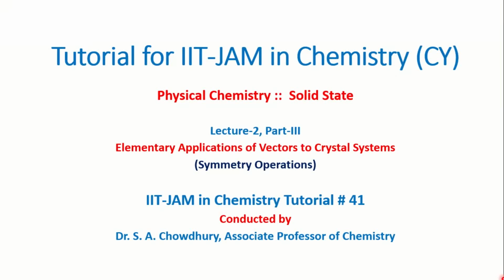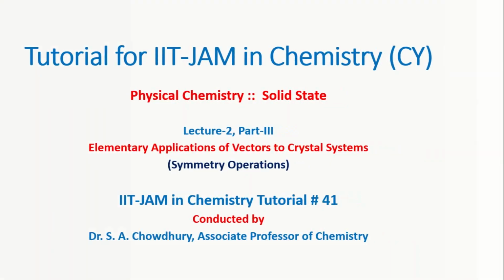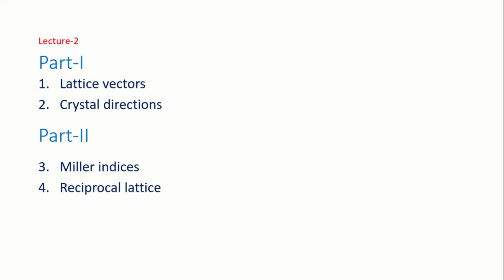Everyone, welcome to IIT-JAM in chemistry tutorial number 41, and this is part 3 of lecture number 2 of the physical chemistry chapter Solid State. In part 1 of lecture number 2, we have learned about the lattice vectors and crystal directions. And in the second part of this lecture, Miller indices and reciprocal lattice were discussed.